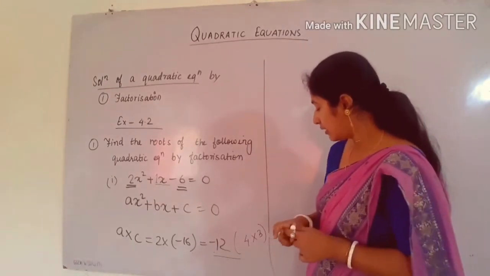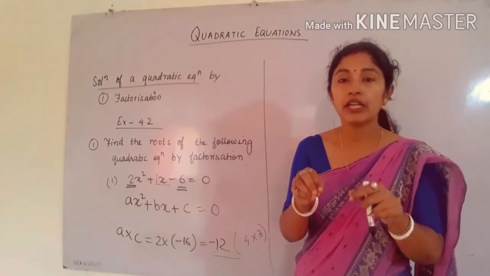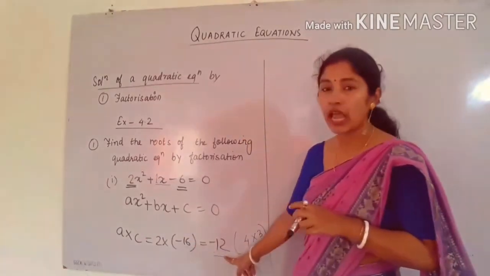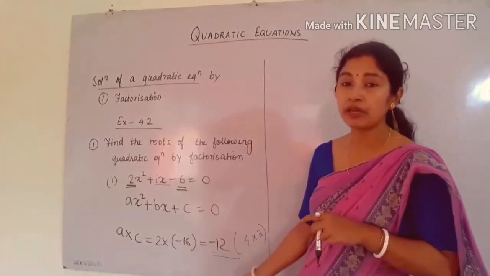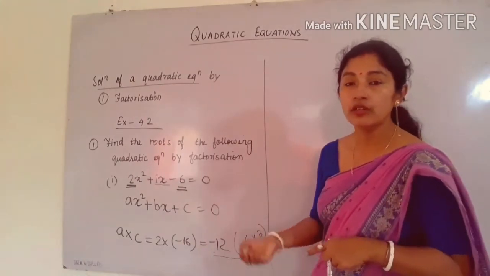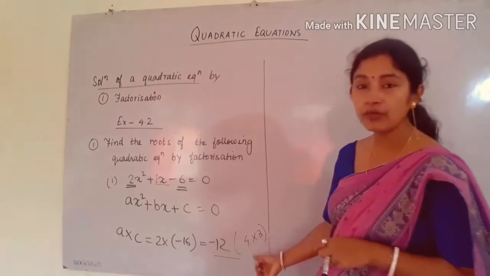So we have to split the term so that the two numbers multiplied with each other give the value of a into c. And also when we add or subtract the two terms, either we have to add or we have to subtract. So here what we are doing, we are subtracting 3 from 4.